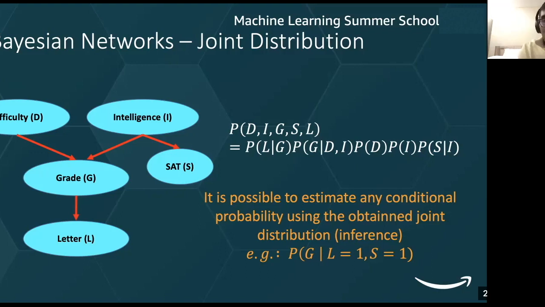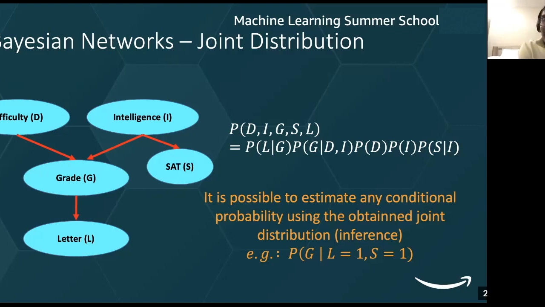And then moving further up, let's say we hit the difficulty node. We can see that nothing really influences difficulty. While difficulty influences the grade, the grade really does not influence difficulty. So difficulty is, in some sense, an independent node or independent feature. So we just take the probability of difficulty and multiply it with the expression that we have gotten so far. And then the same story applies for intelligence. So you end up multiplying probability of I to whatever product you had up till now, right?